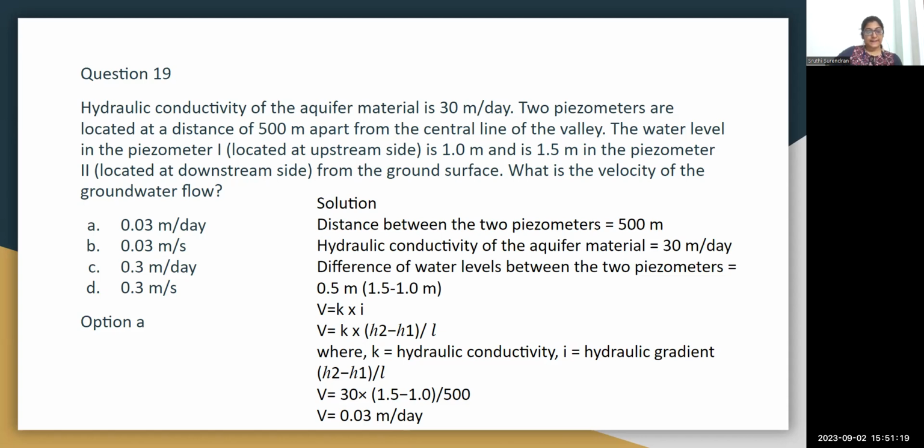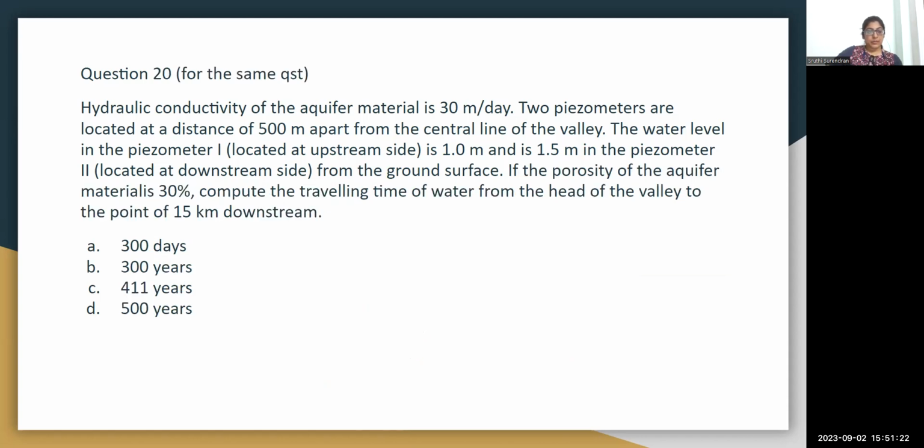Now for the same question, for the same data, they have asked what is the porosity of the aquifer material. If the porosity of the aquifer material is 30%, what will be the traveling time of water from the head of the valley to the point of 15 kilometers downstream? So here they are asking that we found out the velocity of water is 0.03 meter per day. Now, if the porosity is given, what will be the traveling time of water for a distance of 15 kilometers?